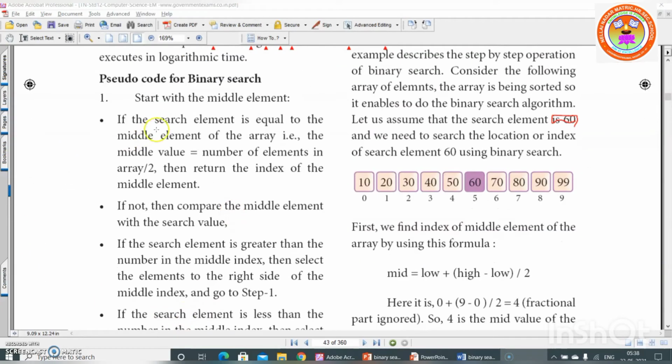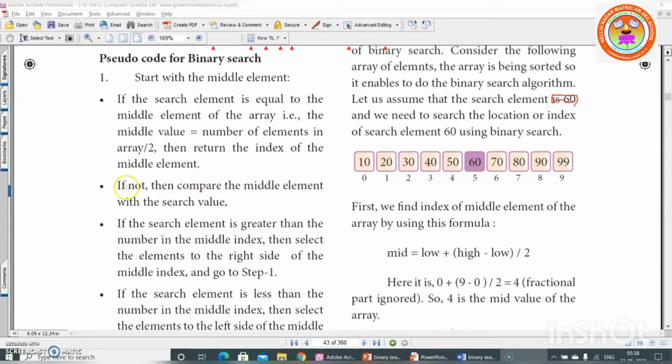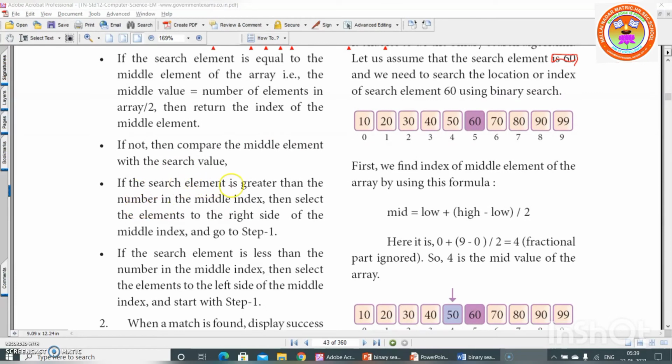Okay. Now let's start with the mid element. If the search element is equal to the mid element of the array, that is, the mid value is equal to the number of elements in the array by 2, then return the index of the mid element. If not, then compare the mid element with the search value. Already we have seen that. If the search element is greater than the number in the middle index, then select the elements to the right side of the middle index and go to step 1.